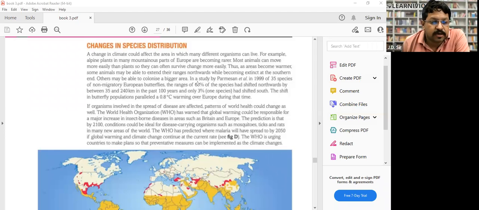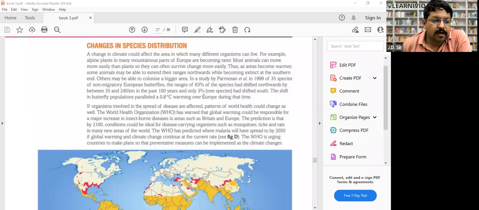In a study in 1999, of 35 species of non-migratory European butterflies, 63% of the species have shifted their ranges northwards by between 35 to 240 kilometers in the past 100 years. Means they have shifted their area, right?